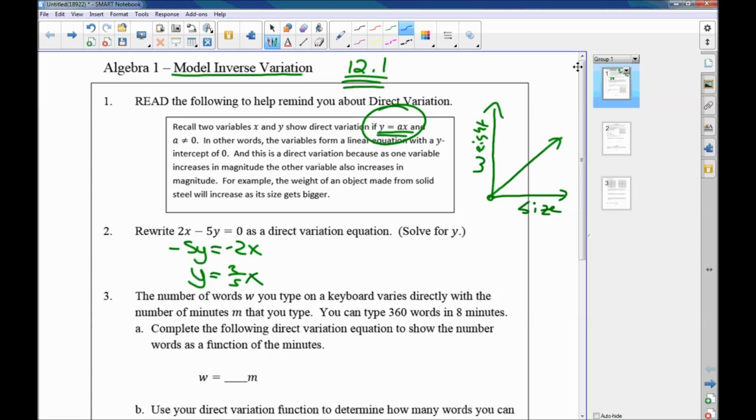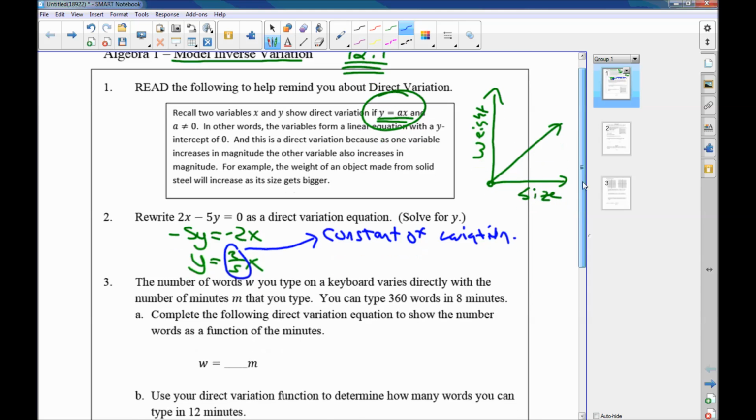Now remember, this 2/5 is usually called our slope, but in a direct variation equation, it gets a special name. This is our constant of variation. It's the number that tells us how to relate the x and y variables together.